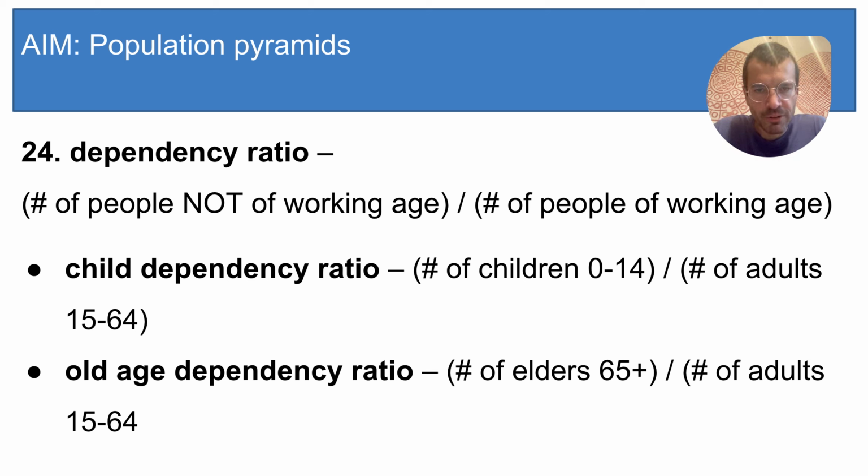A high child dependency ratio means that working age adults are having to work and pay taxes to support a large number of children. And a high old age dependency ratio means that working age adults are having to work and pay taxes to support a large number of elders. Both high child dependency and high old age dependency are bad for a country's economy because many people who can't work, the kids or the elders, rely on the fewer numbers of people who are working.